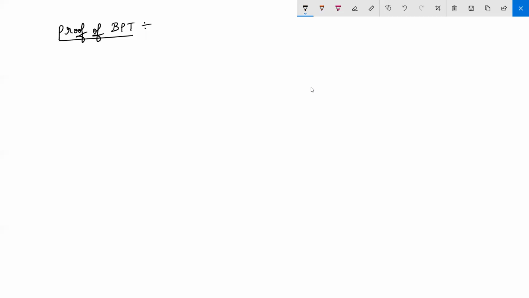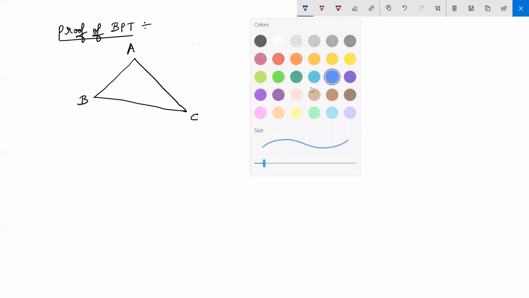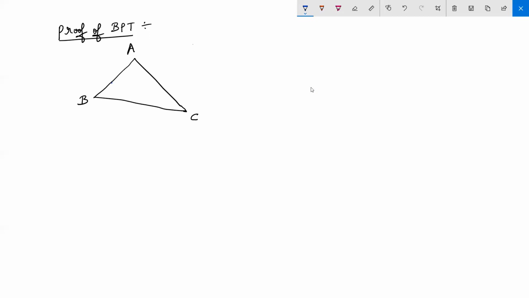So the statement for this theorem is very simple. Consider any triangle ABC. Now I am drawing one line segment parallel to one side of the triangle. So that is DE. Is it clear?